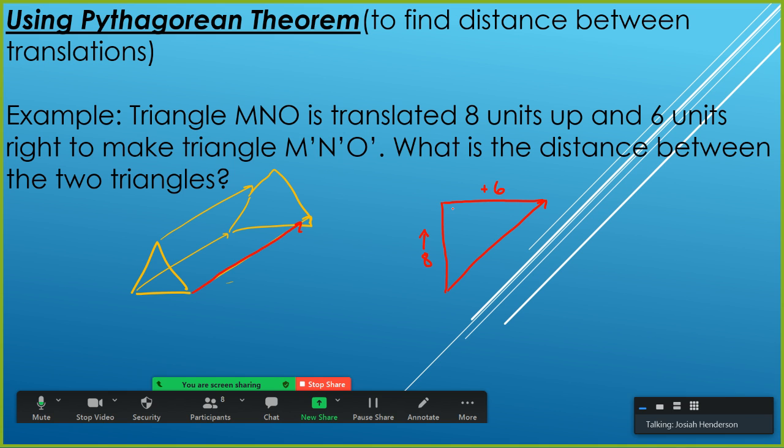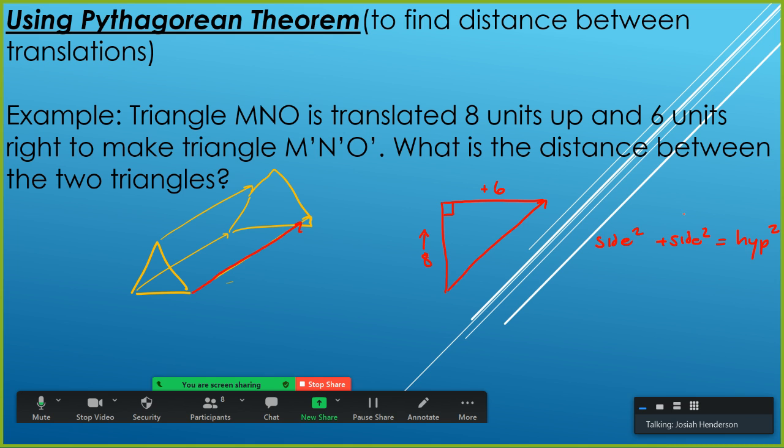So we've just made a right triangle by following those directions up and to the right. This right triangle between my old and my new figures has a side of 8 and a side of 6. And if you remember, the Pythagorean theorem is side squared plus side squared equals hypotenuse squared.